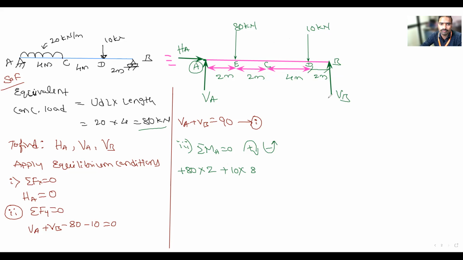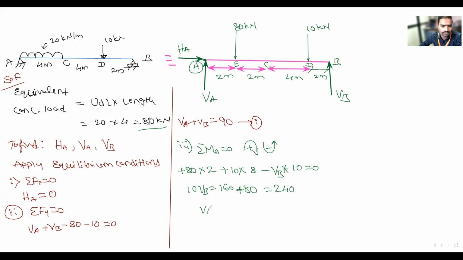Yes, VB. VB is moving in upward direction. Is it rotating clockwise or anti-clockwise? Anti-clockwise. So that is minus VB into the distance from A to B, 10 meters, is equal to 0. I will transfer this 10 VB to the other side. 10 times VB is equal to 80 into 2, 160, plus 10 into 8, it is 80. So that is equal to 240.